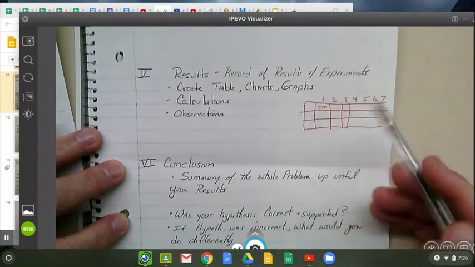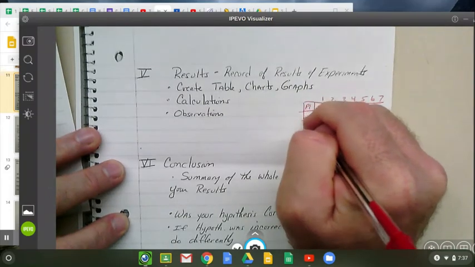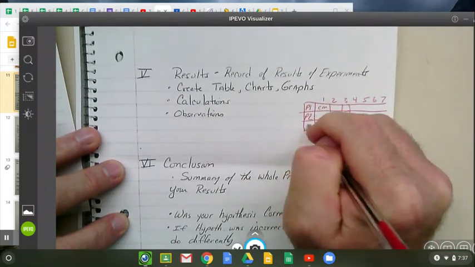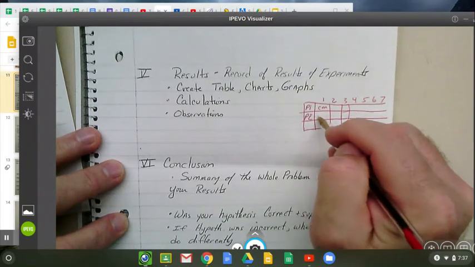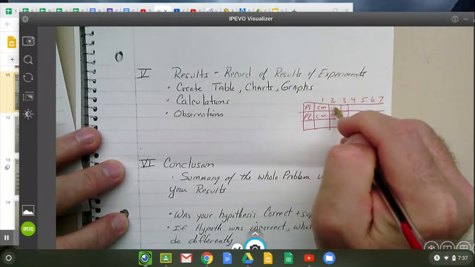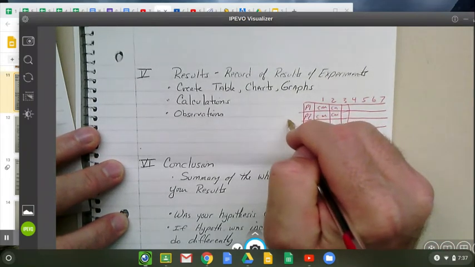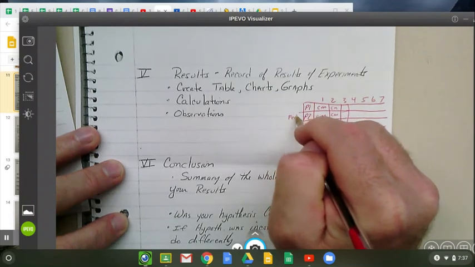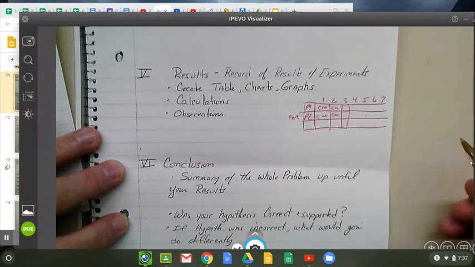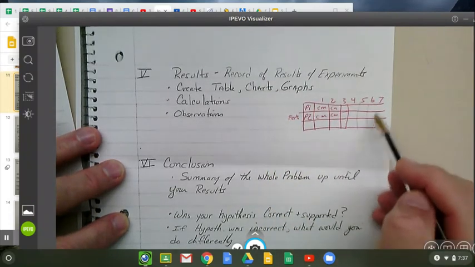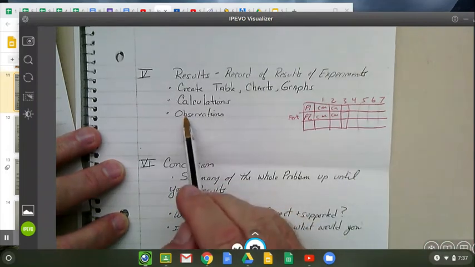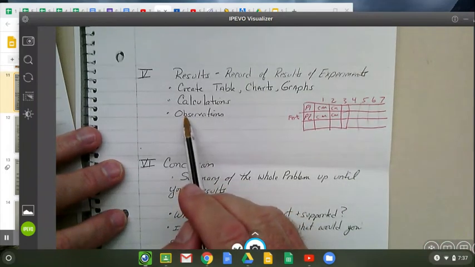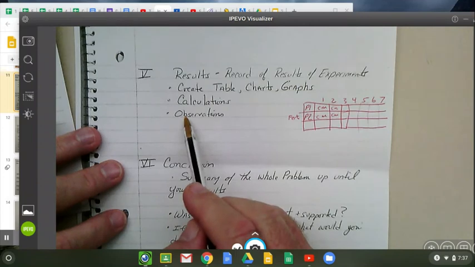How tall was the plant? We'll call this plant 1 and plant 2. How tall were they after each day? We'll say plant 2 was with the fertilizer. So I can record my data. I can make observations. I can clearly see if one is growing faster than the other.